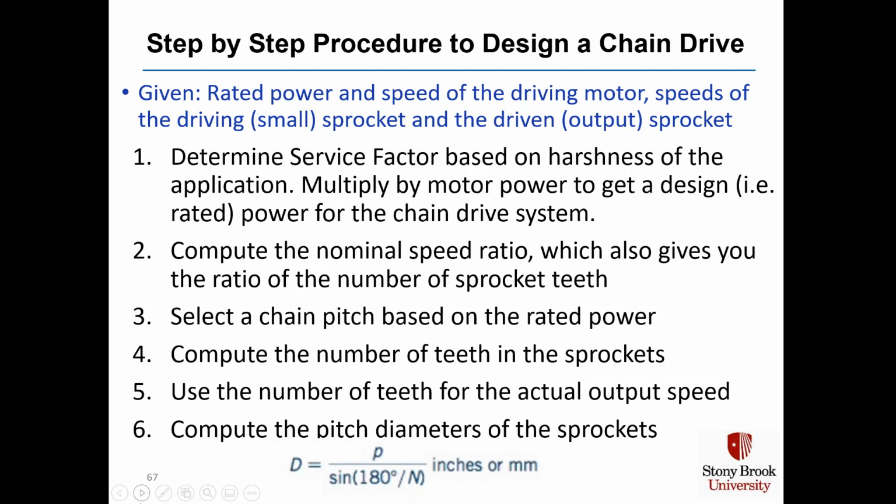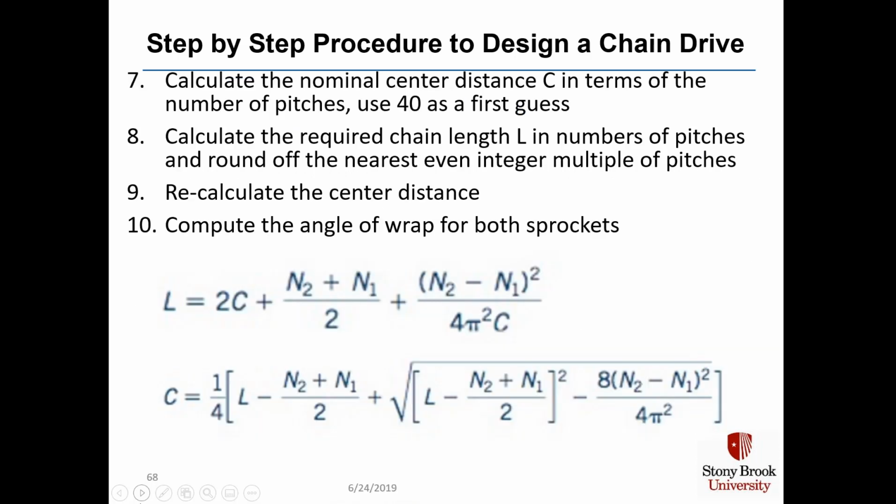Select the chain pitch based on rated power, compute the number of teeth in the sprockets, and use the number of teeth for the actual output speed. Then compute the pitch diameters of the sprockets with the equation shown on the bottom. In step 7, we calculate the nominal center distance C in terms of pitches, not inches or millimeters, and you use 40 as the first guess because 40 is halfway between the guideline of 30 and 50 pitches.